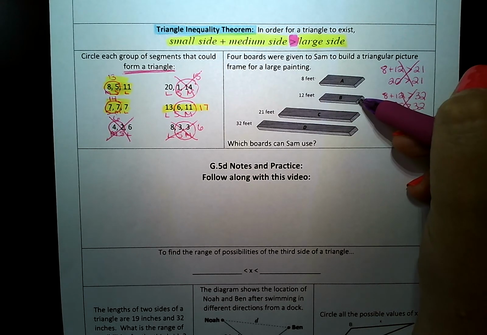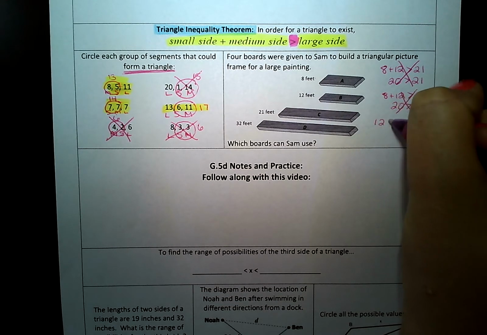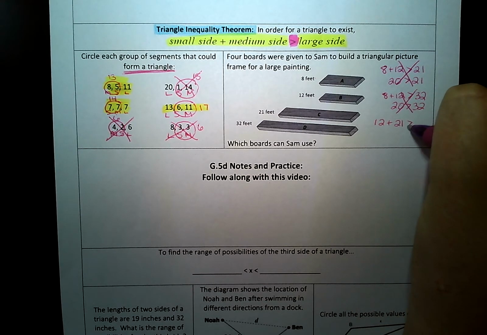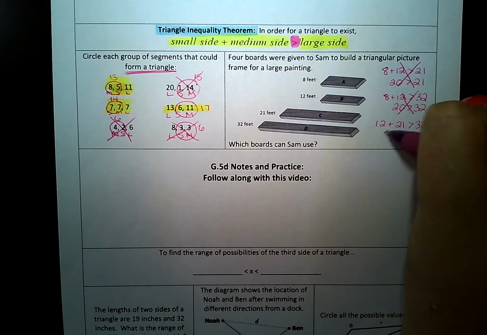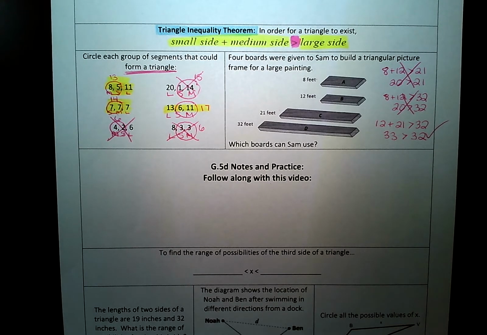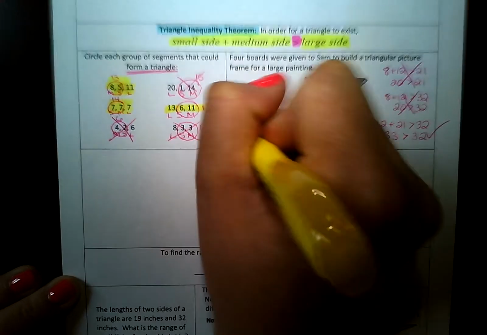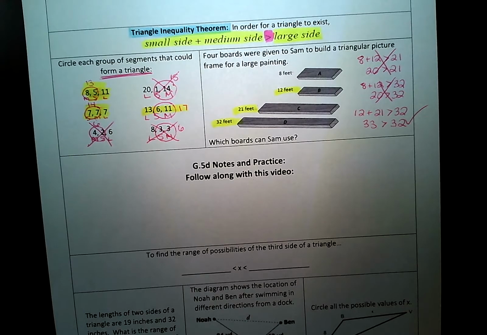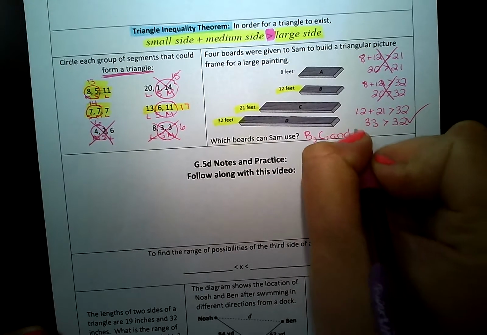All right, so 12 would be the short, 21 would be the medium, 32 would be the long. 12 plus 21, is it greater than 32? Well, 12 plus 21 is 33, and 33 is greater than 32. We found a combo. So my final answer here, we can use boards B, C, and D, and they will form a triangle. B, C, and D.